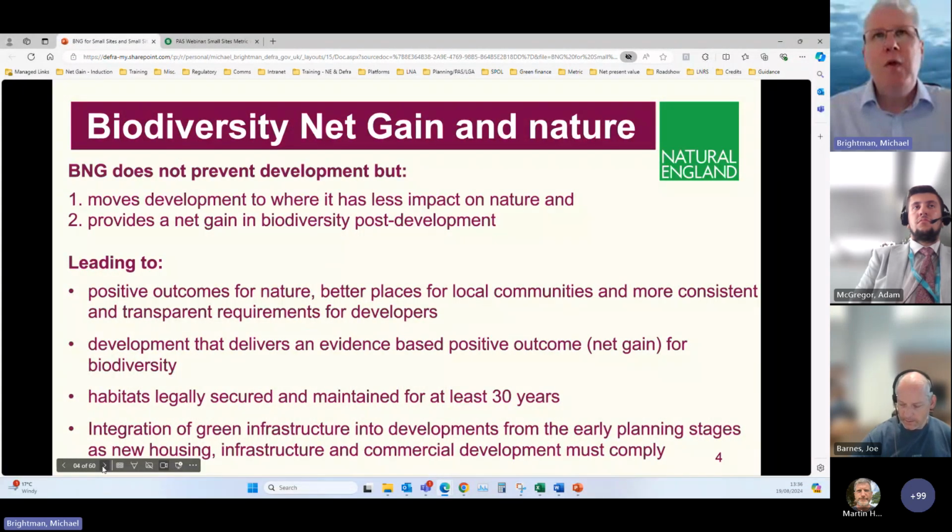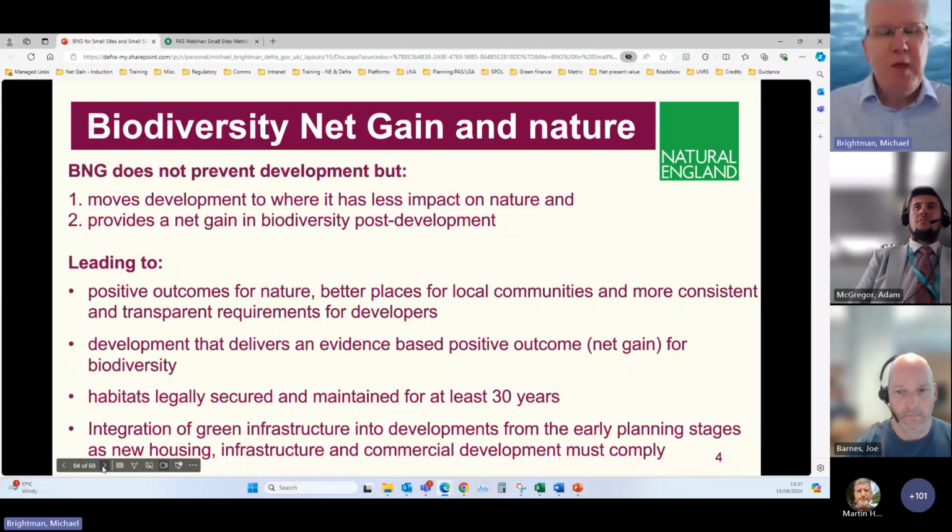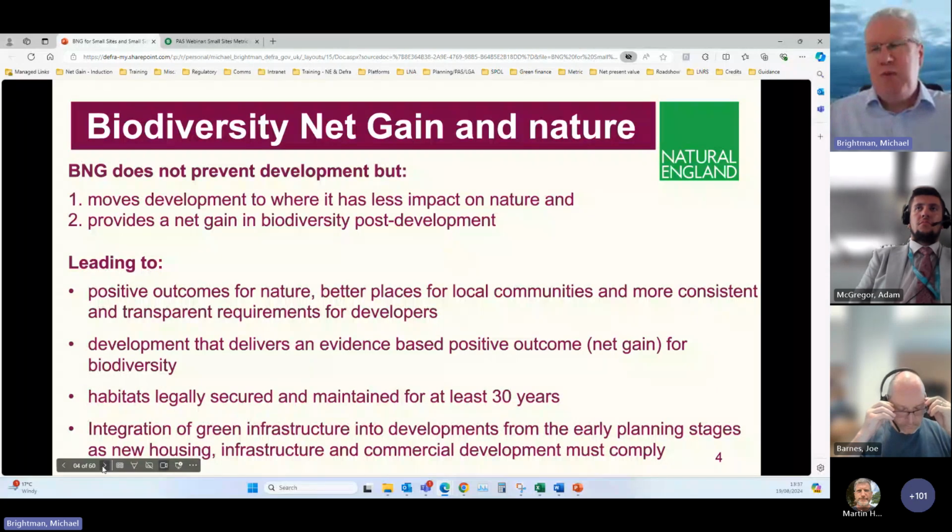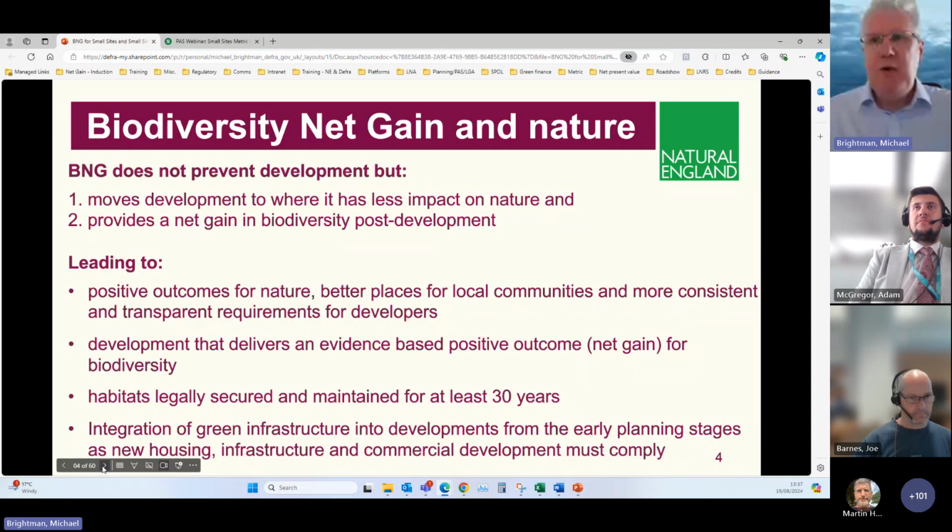So let's talk first of all a bit about biodiversity net gain and nature. This really is a paradigm change in planning. It puts nature to be built into design as opposed to be bolted on in the past. But biodiversity net gain, importantly, doesn't prevent development. Development is important to our economy and to economic growth, but BNG will do two things. It will move development to where it has less impact on nature, and secondly, through the 10% requirement, provide a net gain in biodiversity post-development.